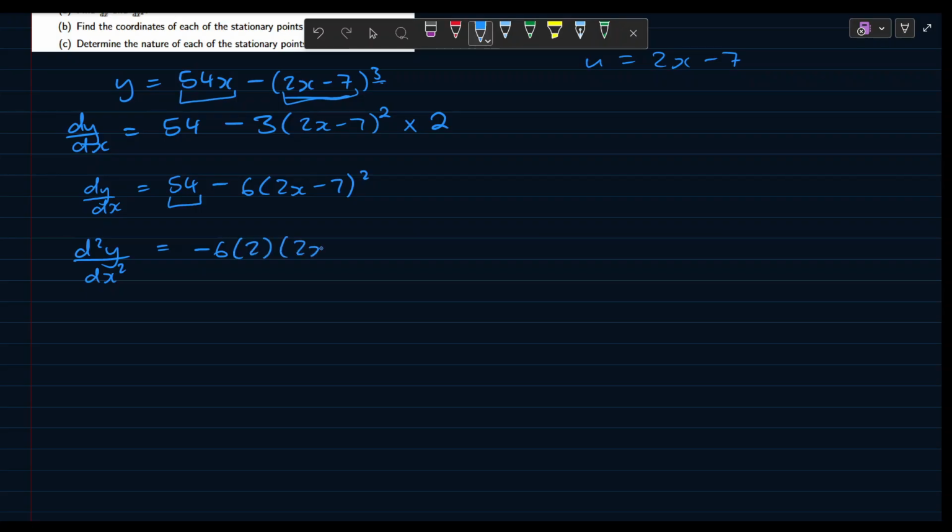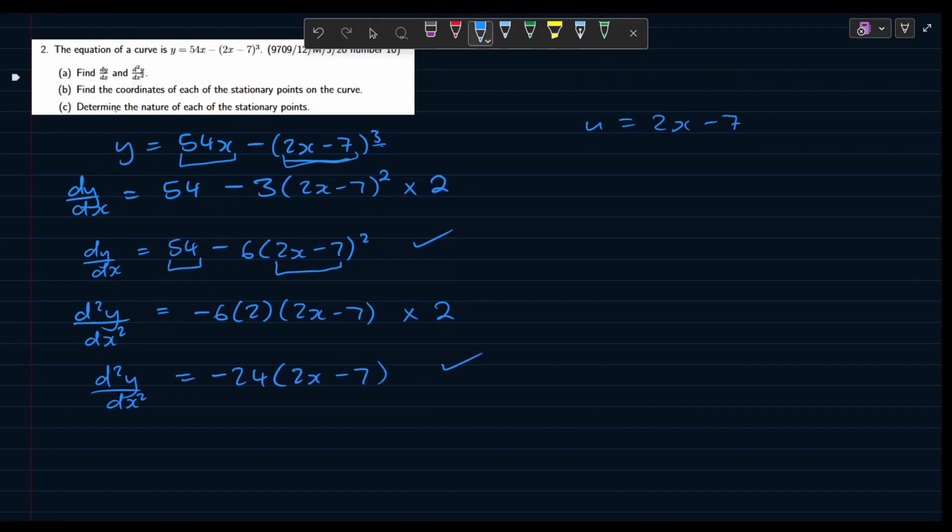Then we've got 2x minus 7, subtract 1 from the power, so you get 2 minus 1, which is 1, multiplied by the derivative of 2x minus 7, so 2. So d²y/dx² is equal to negative 6 times 2, negative 12, times 2, that's negative 24, times 2x minus 7. Alright, so we've got our first derivative here and our second derivative there.